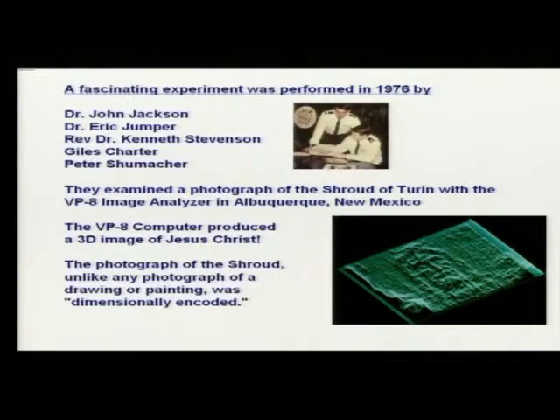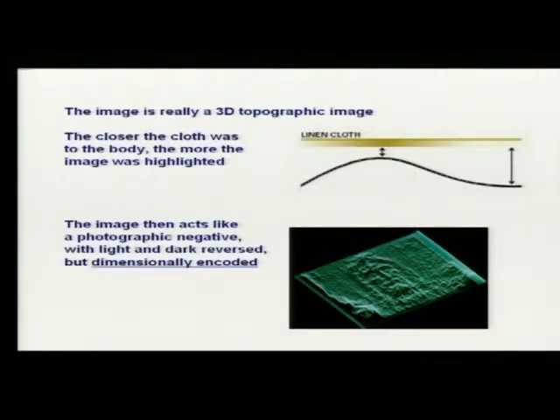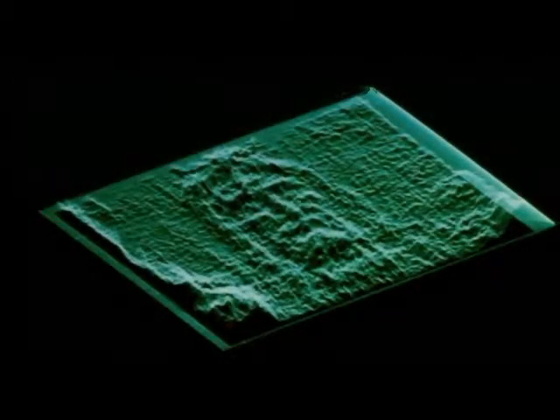whole planet. There is no other two-dimensional image on the planet that will do this, because this shroud is dimensionally encoded. You see, the shroud is actually a three-dimensional topographical image. The closer the cloth was to the body, the more the image was highlighted, and the image then acts like a photographic negative with light and dark reverse, but dimensionally encoded. It's this dimensional encoding which is so unique, which is why I'm absolutely certain that the Shroud of Turin was not a fraud, because nobody can do this, even today, in 2009.